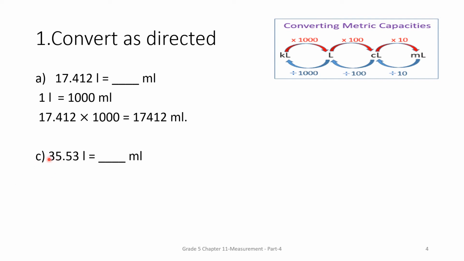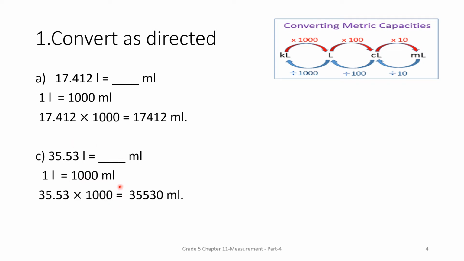Now we will see one more sum, sum number C, and we have 35.53 liters equal to how many milliliters? Again we have to convert liter to milliliter, and we know that 1 liter equals 1000 milliliters. So how much will be 35.53 liters? For that we have to multiply 35.53 with 1000.